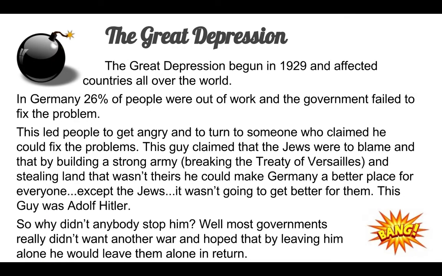In 1929, the Great Depression struck, and it affected countries all over the world. In Germany, though, 26% of people, that's almost a third of the country, were out of work, and the government failed to fix the problem. This led the people to get angry and to turn to someone who claimed that he could fix the problems. One guess who that might be.